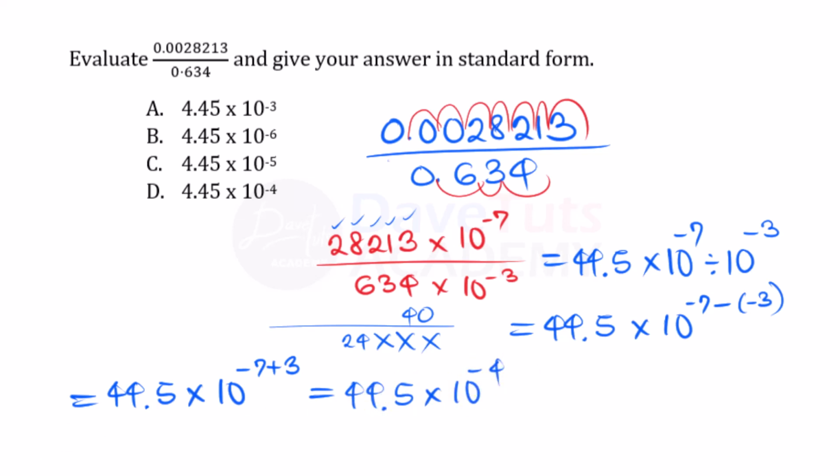But look at this, look at this decimal. Now if I'm wanting to move it just a pointer so that I will express it in standard form, that means I'm going to have 4.45.